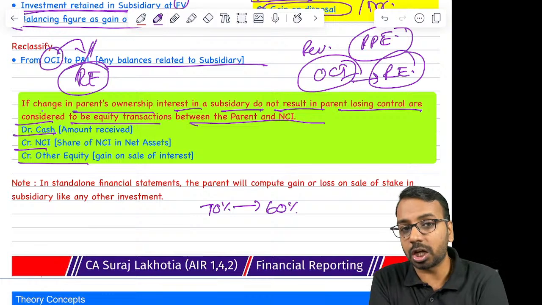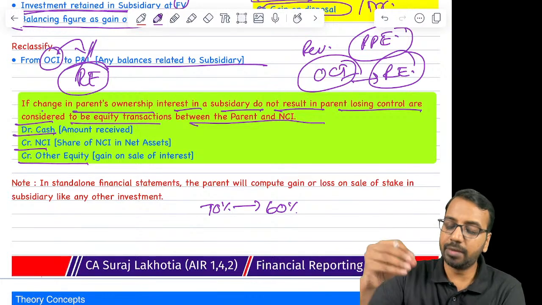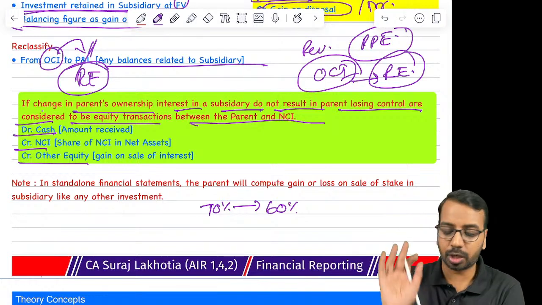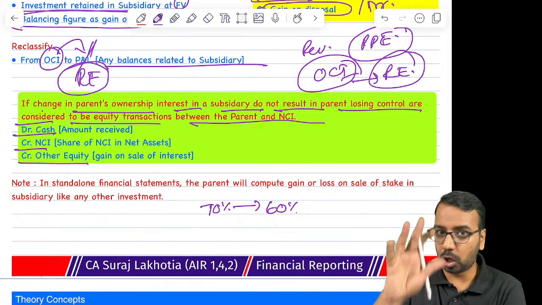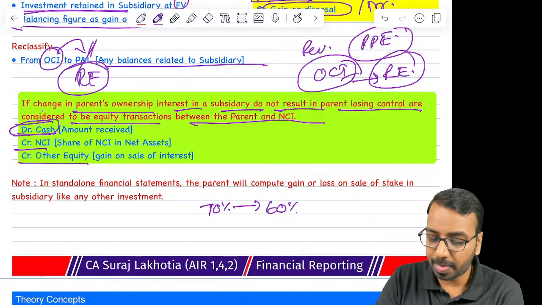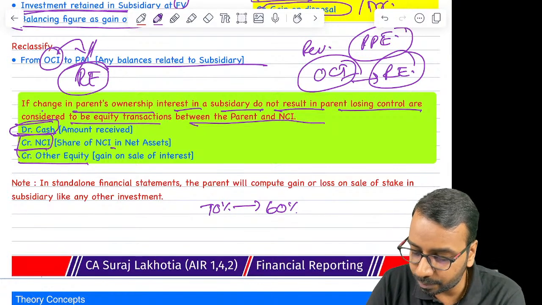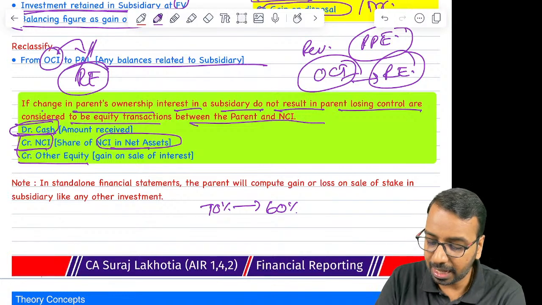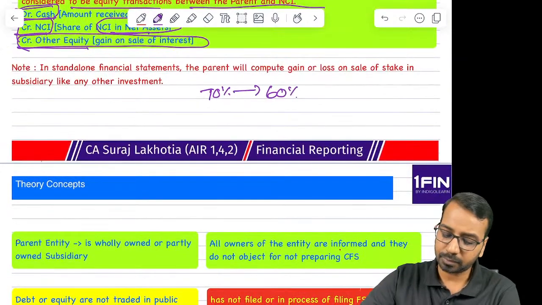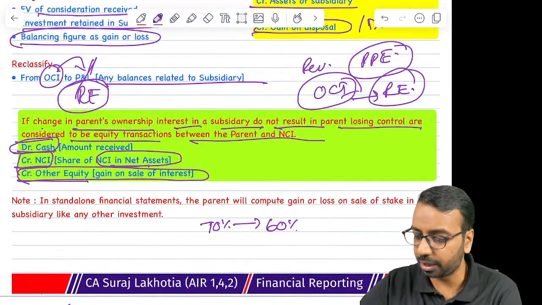If it is not a loss of control, then will we eliminate, will we remove assets? Will not remove assets. Will we remove liabilities? Will not remove liabilities. Will we remove goodwill? Will not remove goodwill. Then what do we do? Amount received, you will debit. You will increase the NCI based on the share of NCI in net assets, and any gain or loss will be credited to other equity. Theory concepts you can read on your own.